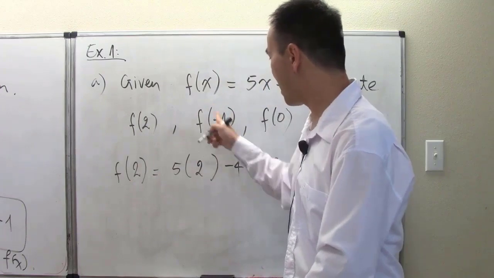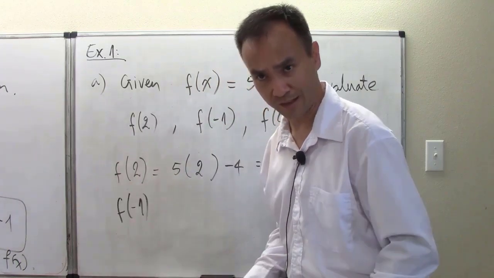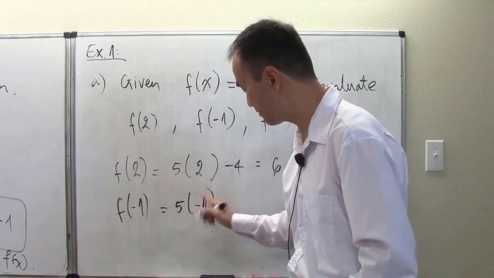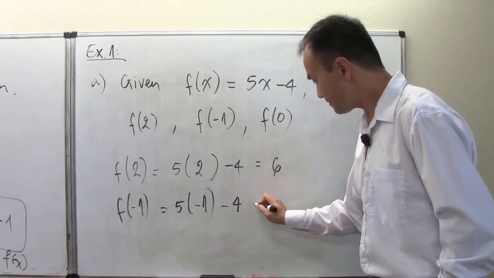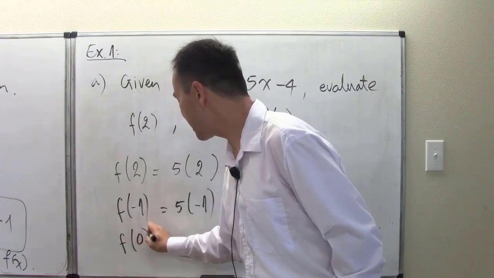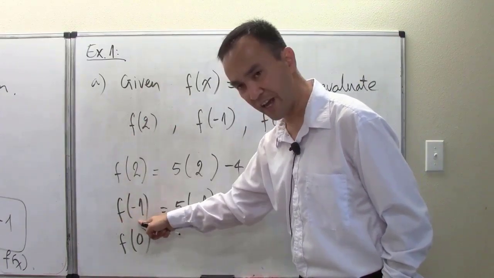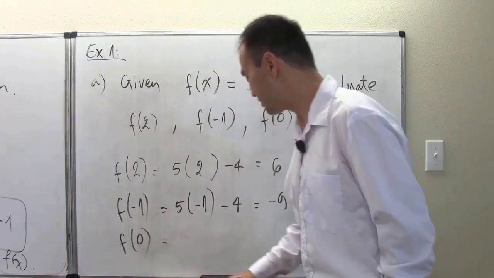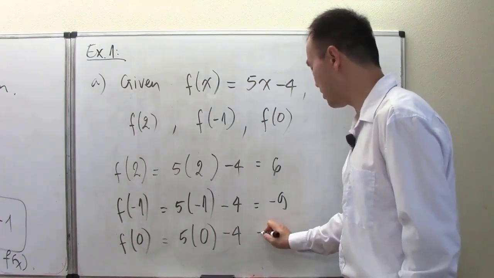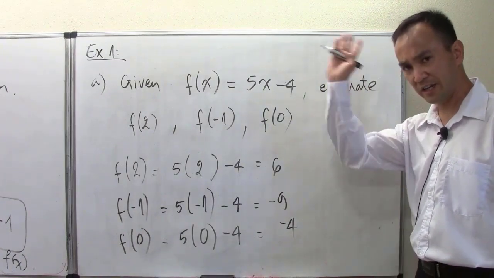The problem also required us to do f of negative 1. Once we see that indication, we know what to do. The rule says 5 times the input, now substituted by negative 1. So 5 times negative 1 minus 4 gives me negative 9. And then f of 0. I'm saying it out loud so that you can start getting used to it: f of 2, f of negative 1, f of 0. This is 5 times 0 minus 4, and the output is negative 4.